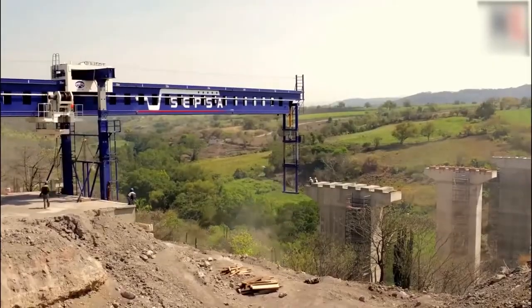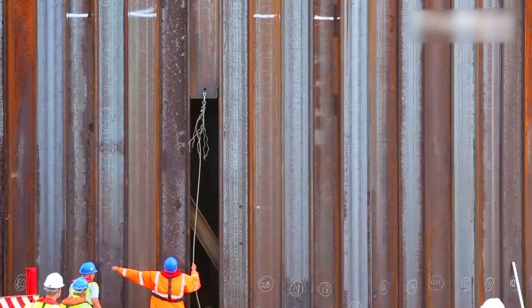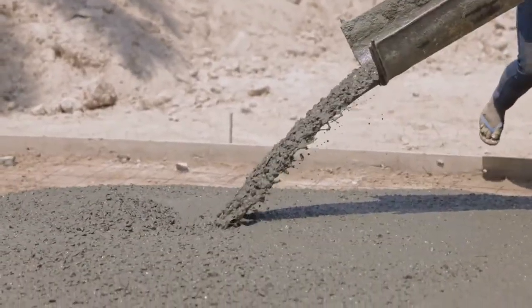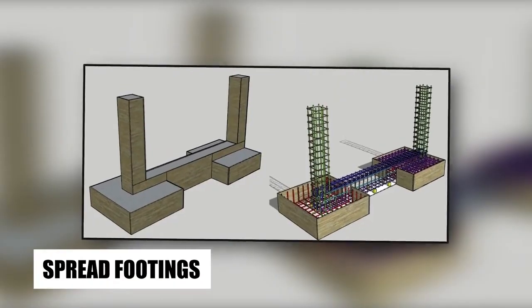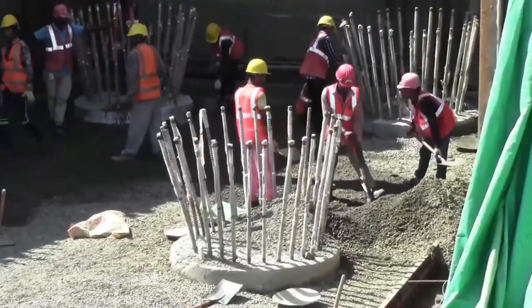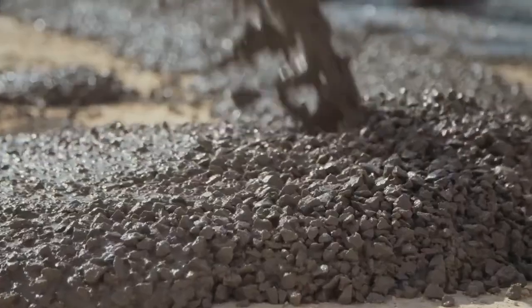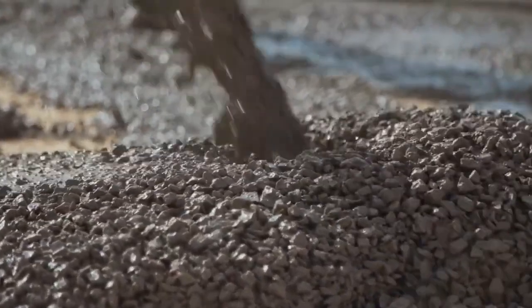Caisson foundations are similar to pile foundations, but involve the use of a large, watertight box that is sunk into the ground. The caisson is then filled with concrete to create a solid base for the bridge. Spread footings are typically used for smaller bridges and involve the excavation of a shallow trench that is filled with concrete. The bridge columns are then anchored to the concrete footing to provide stability and support.